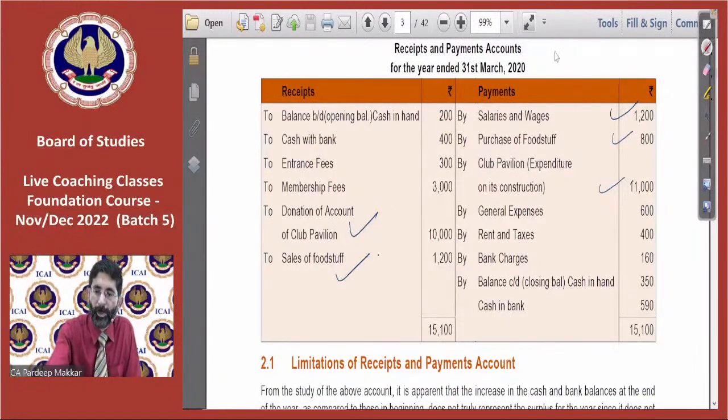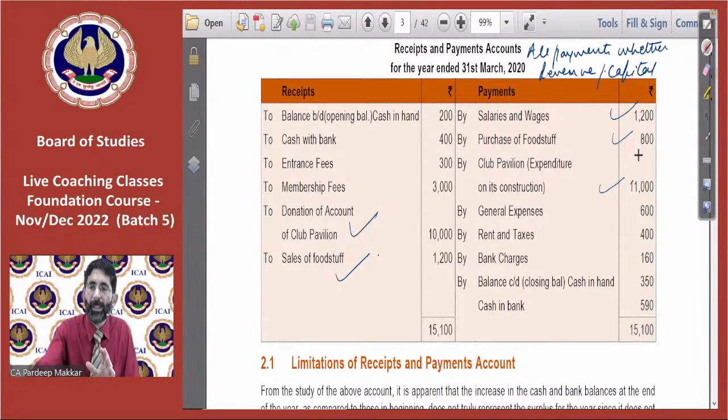Write it down, you may note it down. All expenses, all payments, whether revenue or capital. Just like in the cash book, we do not consider whether it is a capital expense or a revenue expense. We are entering every payment. In the same way, all payments made by us, whether revenue or capital, will be entered.